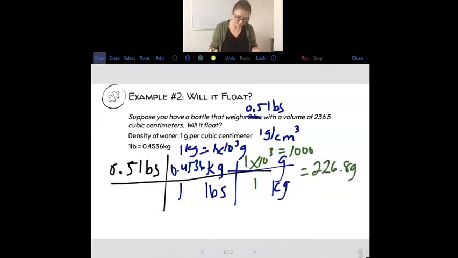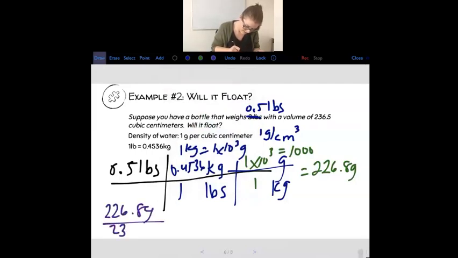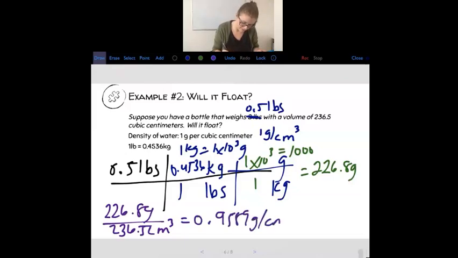226.8 grams. Okay, and now in order to calculate the density, we take gram per centimeter cubed. So this would give us 226.8 grams per 236.5 centimeters cubed. If we divide those, we would get 0.9589 grams per centimeter cubed. And so the density of this bottle with message of negligible weight that you don't have to account for is less than the density of water, which means it will in fact float.